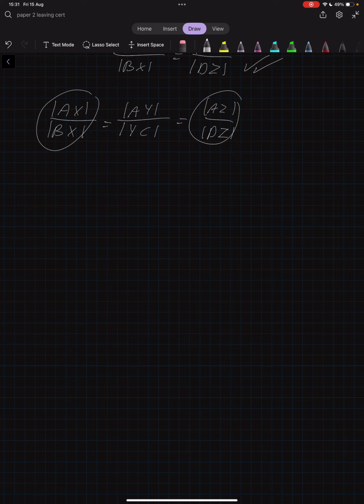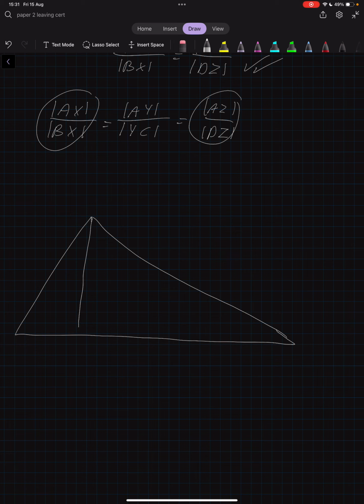Okay, yeah, let's do this one. So this one, you have a line down here. This is at right angles. This is D, A, C, B. So first of all, they want you to show that the triangle A, C, D is similar to triangle C, D, B. So just show that they all have the same angles.